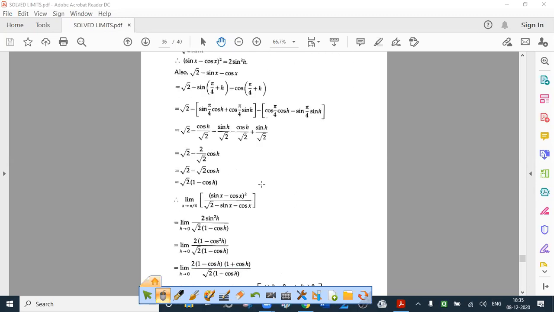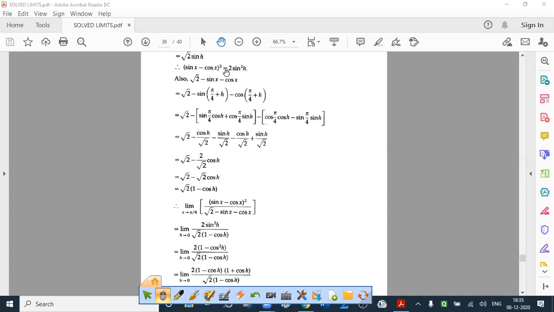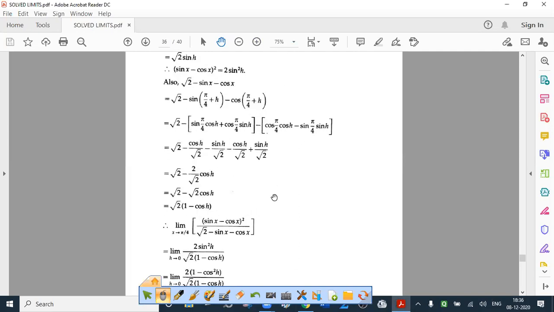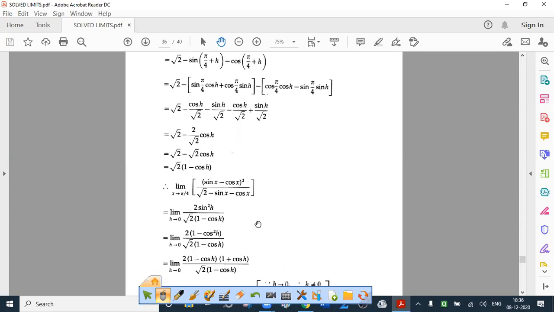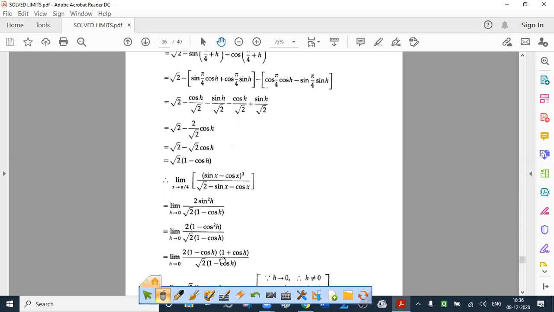Okay. See. And what is the square of sin x minus cos x then? 2 sin square h. Now this part is again obtained separately to get root 2 into (1 minus cos h). Same logic. So this becomes limit h tends to 0, 2 sin square h upon root 2 into (1 minus cos h). What is difficult? Limits? No. Trigonometry. What is sin square h? 1 minus cos square h. What are the factors? (1 minus cos), (1 plus cos). Can I cancel 1 minus cos? Yes, I can. Because h only tends to 0, h is not equal to 0.